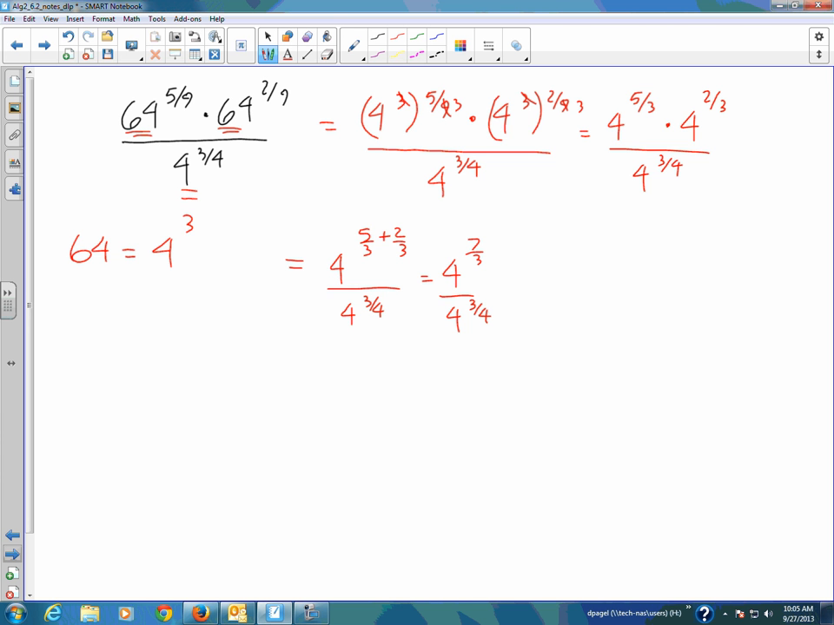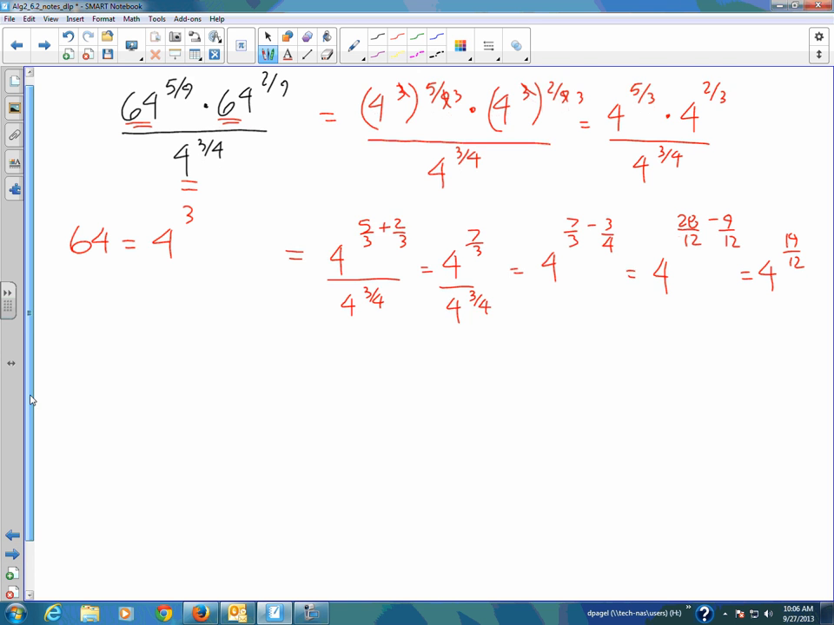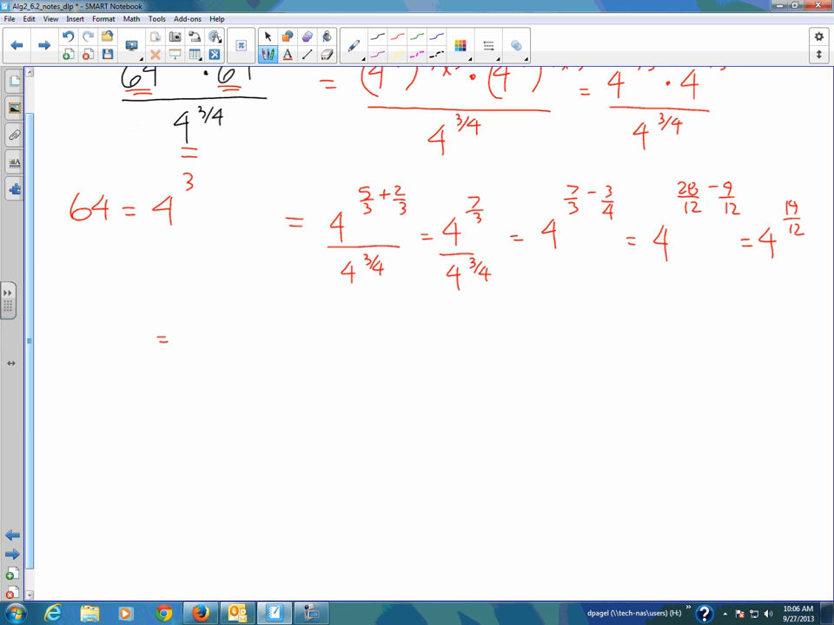Now we can subtract. So 4 to the 7/3 minus 3/4 becomes 4 to the common denominator, 28/12 minus 9/12, which becomes 4 to the 19/12. And then here is where it gets interesting. So we have 4 to the 19/12.